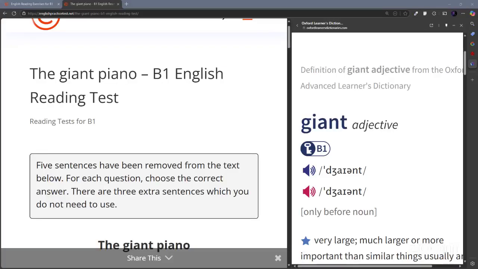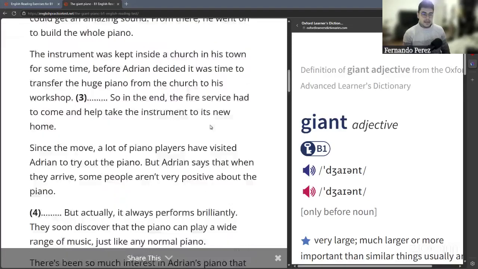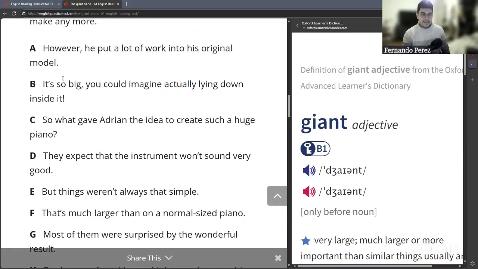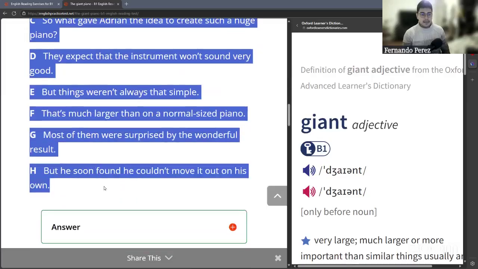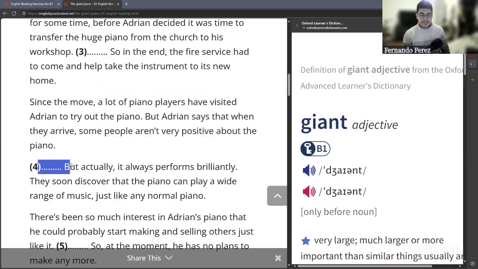5 sentences have been removed from the text below. For each question, choose the correct answer. There are 3 extra sentences which you do not need to use. This means you are going to read these sentences, which must match these blank spaces over here.